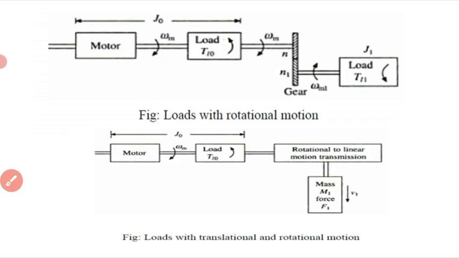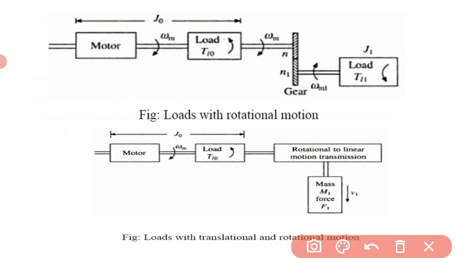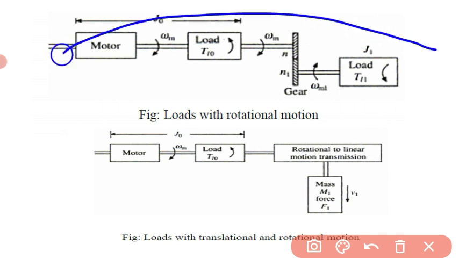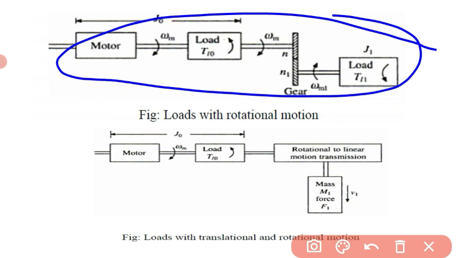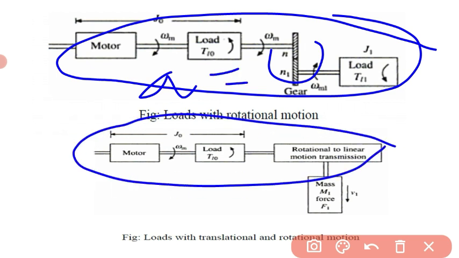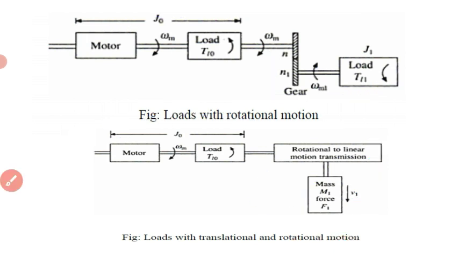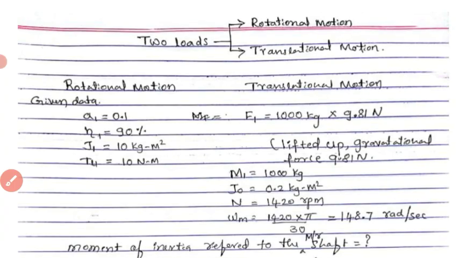Here you see the numeric question. One load is coupled to the motor with a reduction gear, whose ratio is given as A, and the other load has translational motion. The same motor will be connected. Velocity is given, mass also is given. Here I have listed the given data in this manner.